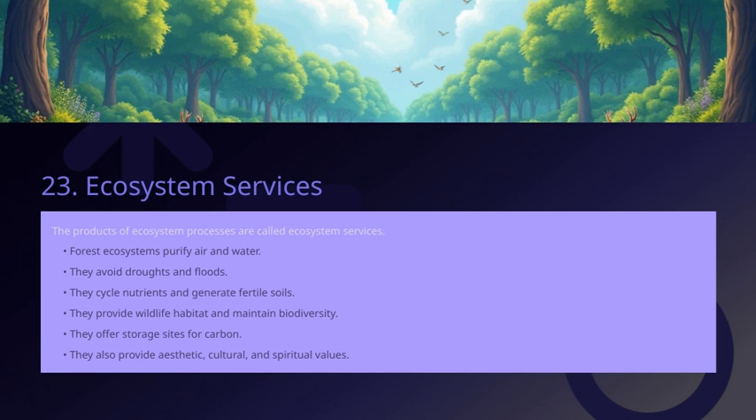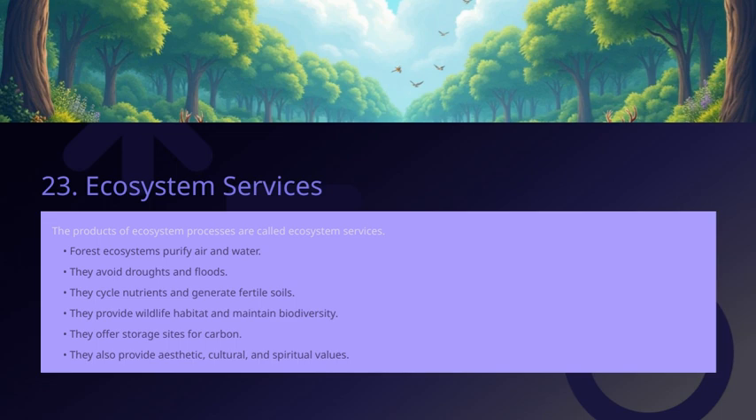Forests are also key players in nutrient cycling, which generates fertile soils necessary for plant growth and agriculture. Moreover, they help prevent natural disasters like droughts and floods by stabilizing water flow and maintaining the water cycle. Finally, forests act as natural purifiers, cleaning our air and water.